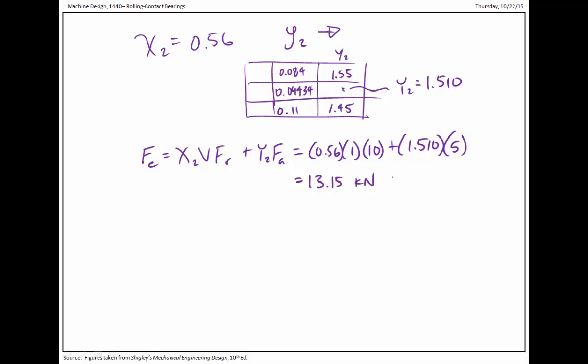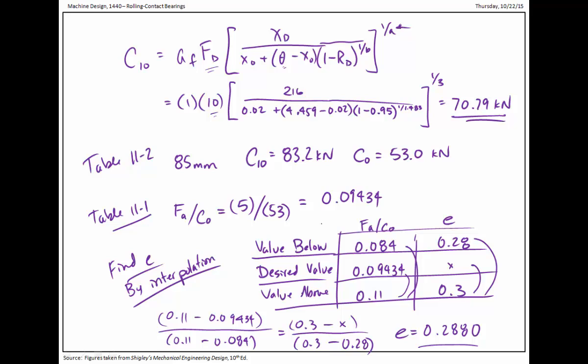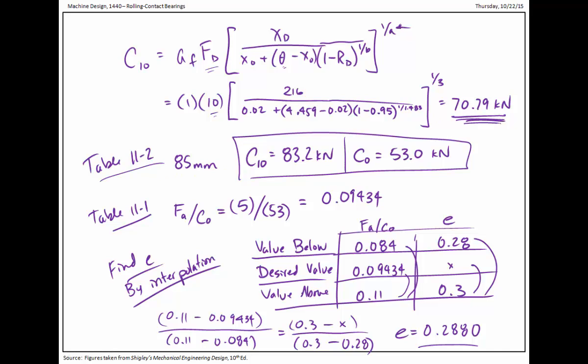Now, then what I end up having to do is calculate my C10 again, and this is 13.15. I've just entered in all this other stuff, 216 divided by the 0.02 plus the 4.459 minus 0.02, 1 minus 0.95, that's the 95%, 1 over 1.483, right? And I'll extend that over to 1/3, and I find that it's 93.09 kilonewtons, which is more than that previous C10 that I used right here, right? This is the one that I picked as my first guess because it looked like it was going to be good enough.